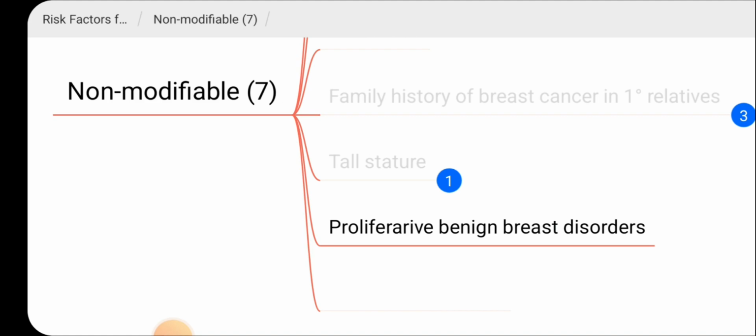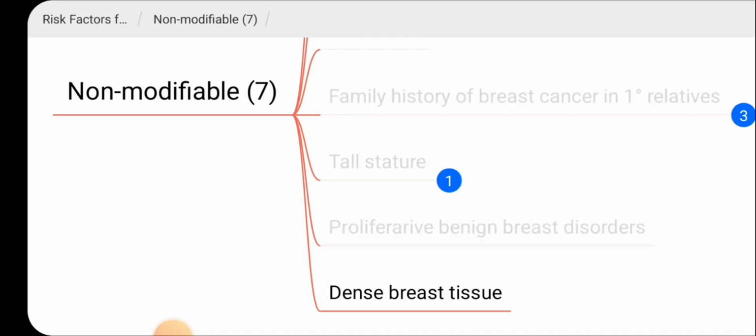Then, proliferative benign breast disorders. Benign breast disorders we can categorize as non-proliferative or proliferative. So you can go back to that video and recap on what are the proliferative benign breast disorders. And if you have any proliferative benign breast disorder, then the risk of breast cancer is higher. Then, dense breast tissue. Usually this is found in screening mammogram. If the breast tissue density is high, then the risk of breast cancer is high.